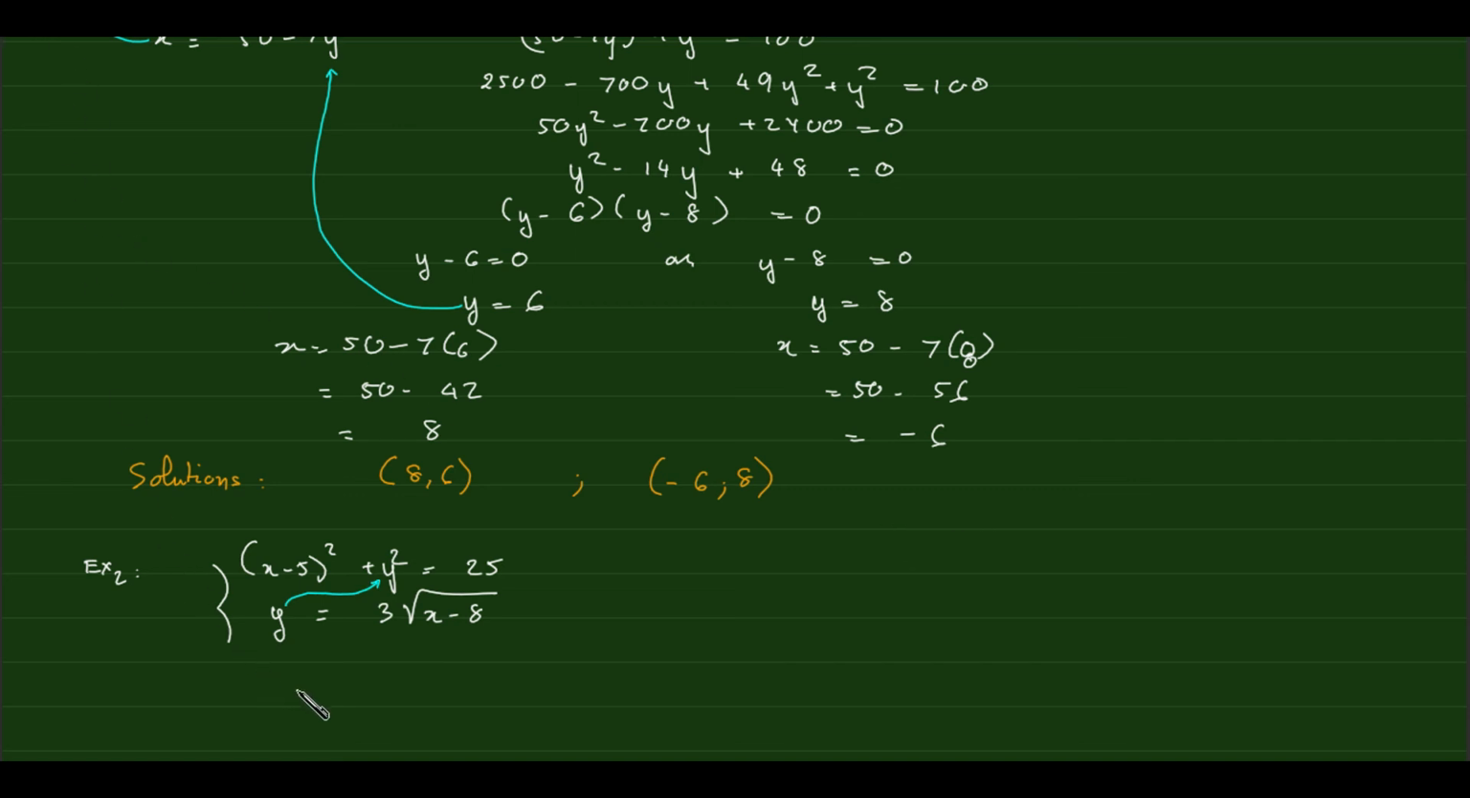Then my equation becomes what? My first equation becomes x minus 5 squared plus, right, you're gonna have 3 square root of x minus 8 totally squared, because the square for the y is still there, equal 25. Here you go. Now you have x squared minus 10x plus 25. You square this one, you can go ahead and throw the radicals away. You have 9 times x minus 8 equal 25.